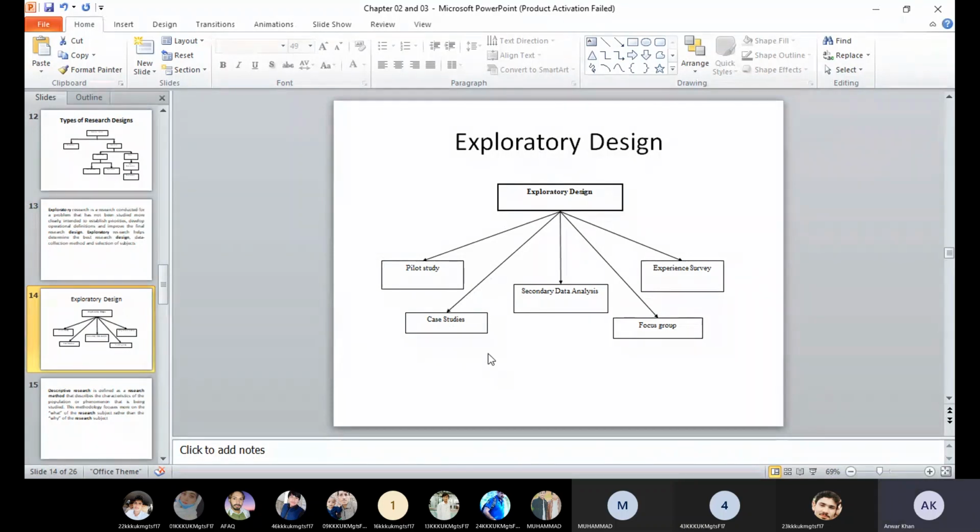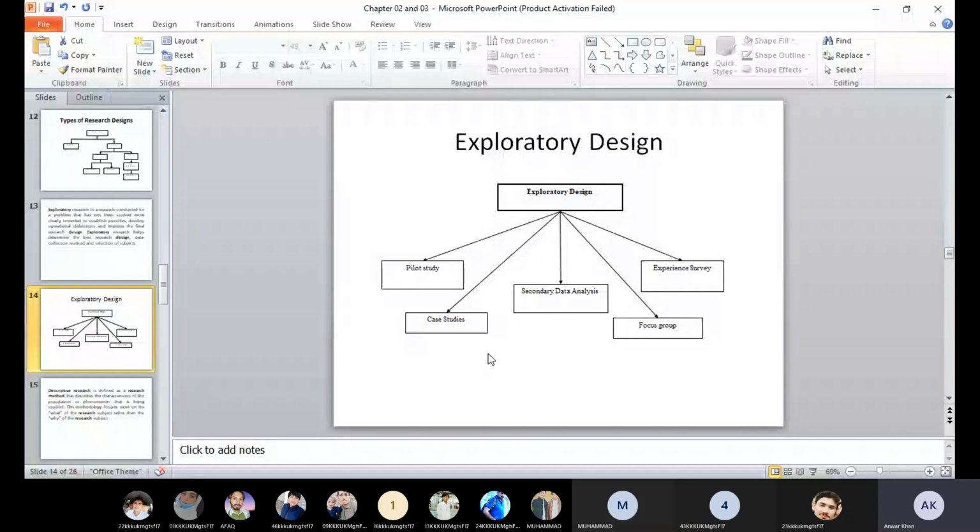The secondary data analysis is used in a situation in which you already have data and you want to analyze it. Let's suppose you have the company records, the annual reports, and you want to analyze them. So that would be a secondary data analysis.